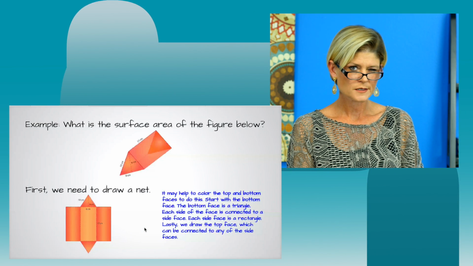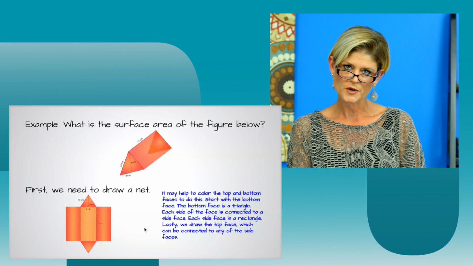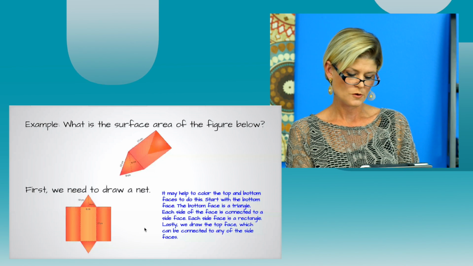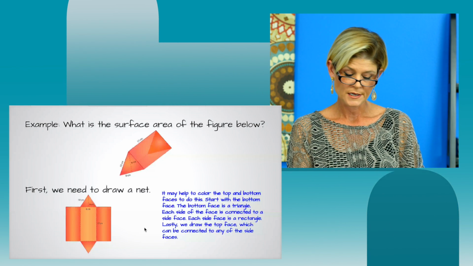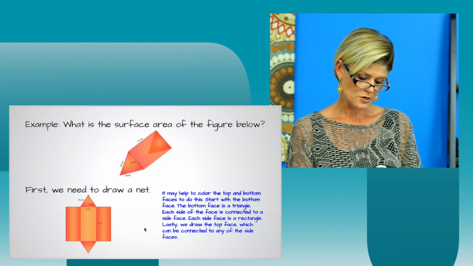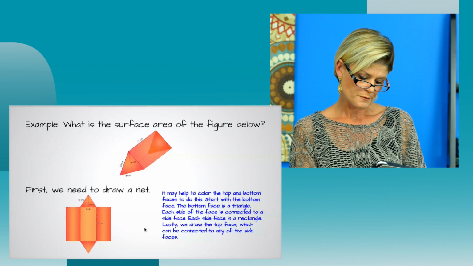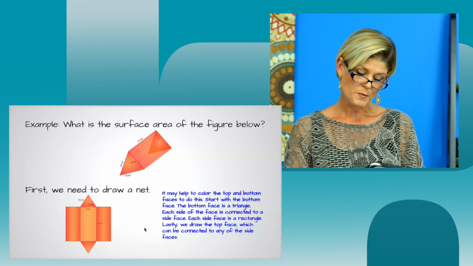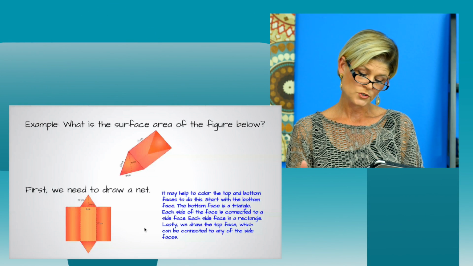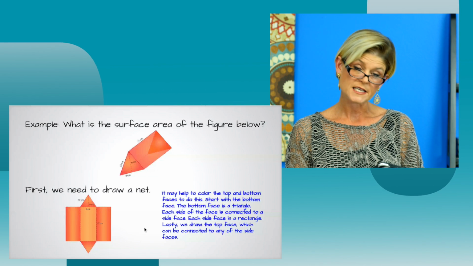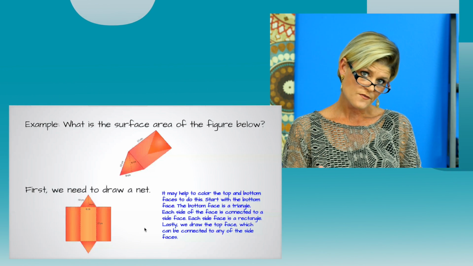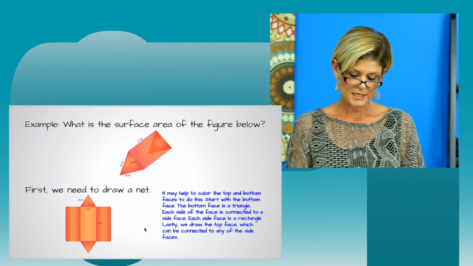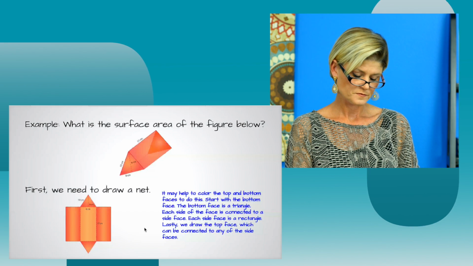All right, this one's a little bit trickier. Again, don't feel intimidated once you break it into pieces. That's actually pretty simple. So what's the surface area of this figure below? The first thing we're going to need to do is draw a net. So imagine that you could unfold that figure. Let's look at the little note there in blue. It says it may help to color the top and the bottom faces to do this. Start with the bottom face. The bottom face in this figure is a triangle, and each side of the face is connected to a side face. Each side face is a rectangle. And then lastly, we draw the top face, which can be connected to any of the side faces.